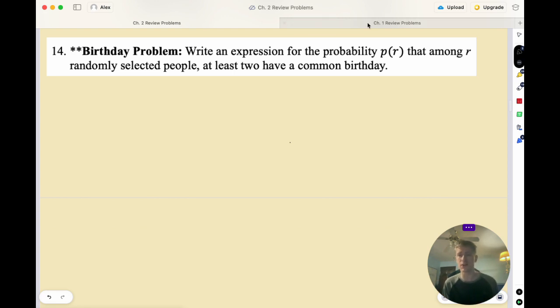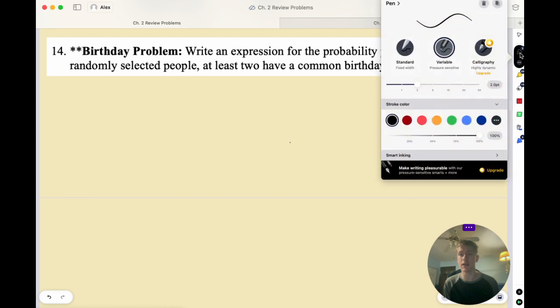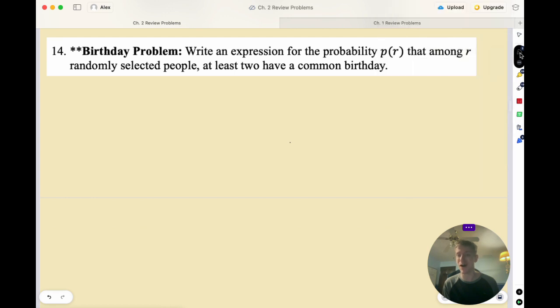Okay, the reason that this is called a paradox is because you are only thinking about yourself when you think about this problem for the first time. So just as a quick example, just to get you interested, let R equal 10. Okay, so you have 10 people in the room. What's the probability that nobody shares a common birthday?